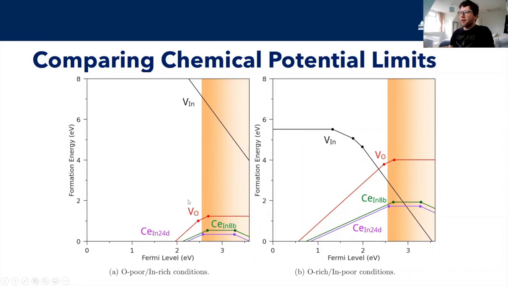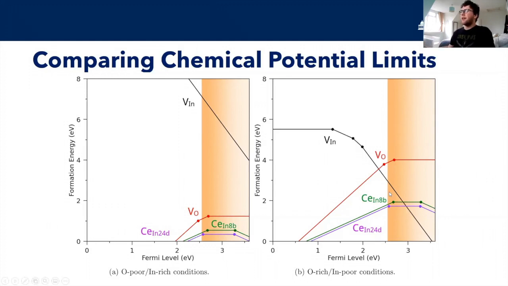If we concentrate on this red oxygen vacancy here on this left-hand diagram, which represents oxygen-poor growth conditions, it's quite easy to form. The formation energy for an oxygen vacancy is quite low under oxygen-poor conditions. What this means is that when you're trying to grow a material in conditions with relatively low levels of oxygen, it's quite easy for an oxygen vacancy to form because there's not much oxygen in the system.